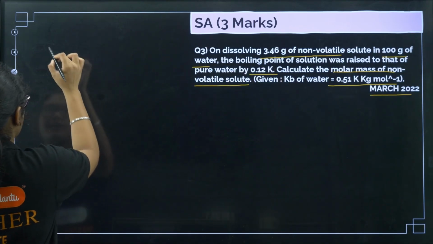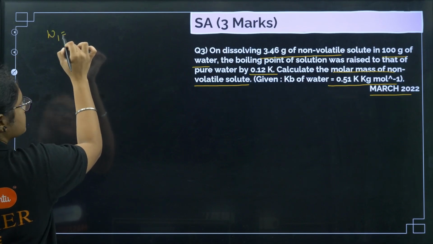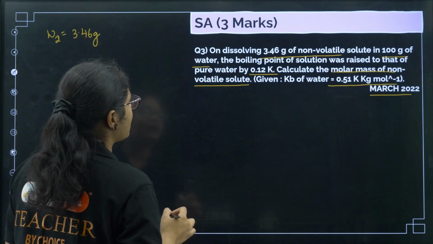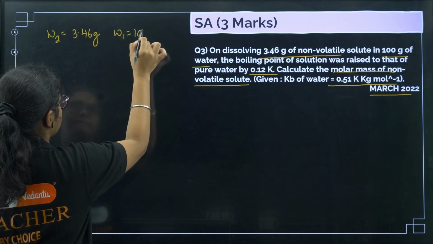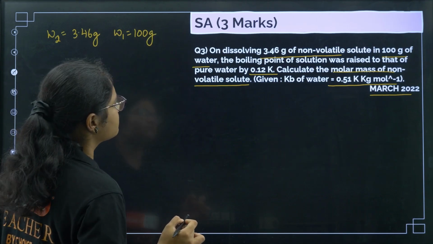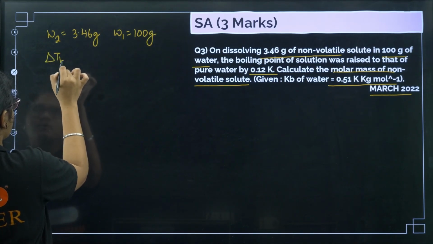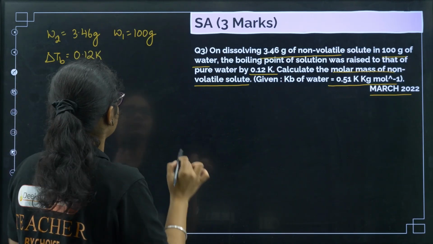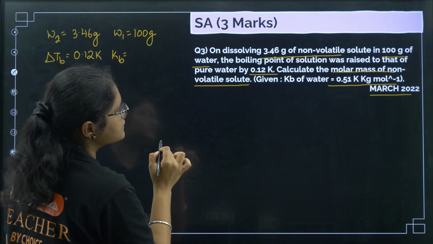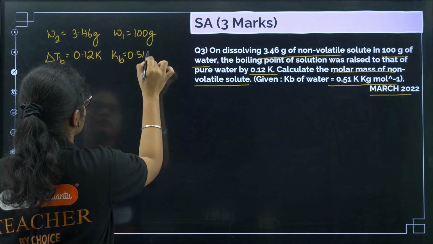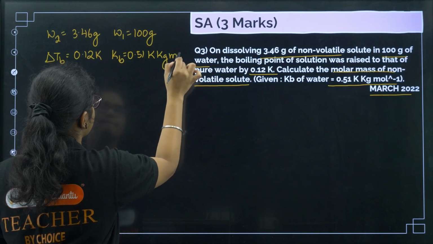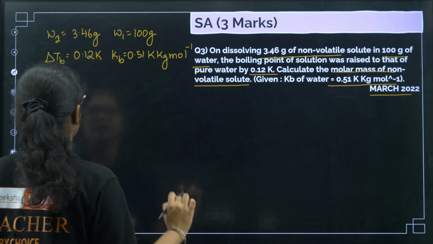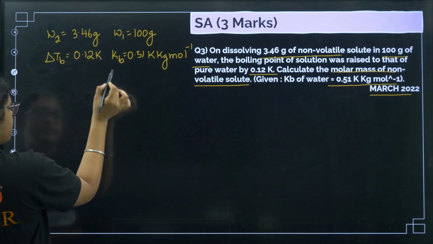So let us write the given values once again. So what is W1? W1 is, sorry, W2, mass of the solute is 3.46 gram. Okay, next if you have mass of the solvent, that is 100 gram. Okay, boiling point elevation, that is delta TB, is 0.12 Kelvin. Okay, and then Kb value is given to you, that is 0.51 Kelvin kilogram mole inverse. Okay, then this one. Now we need to calculate the molar mass of the solute.